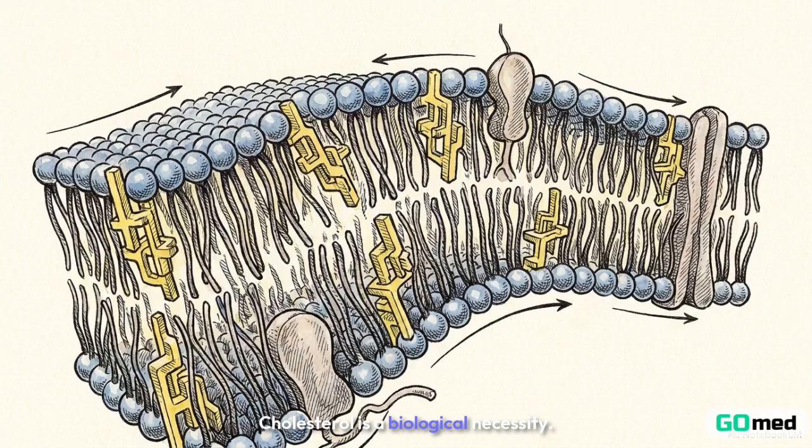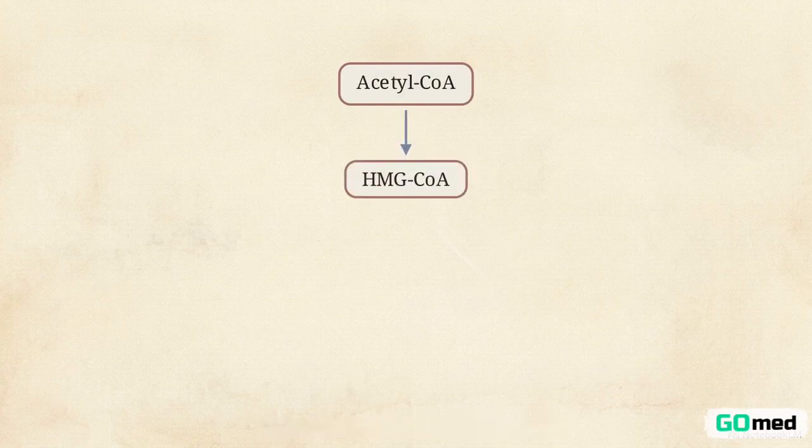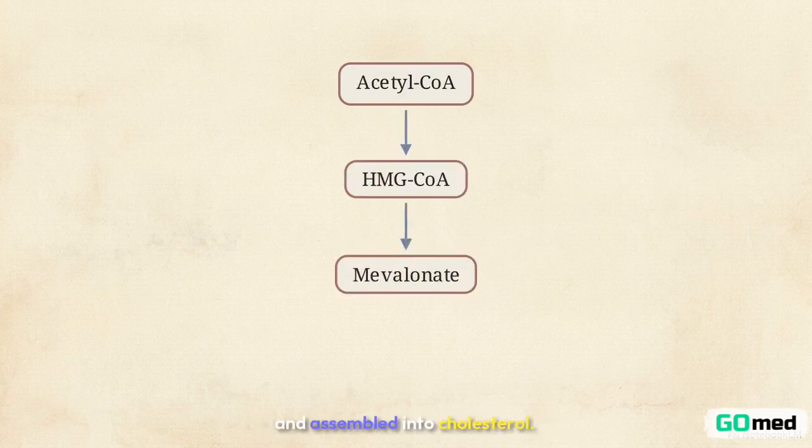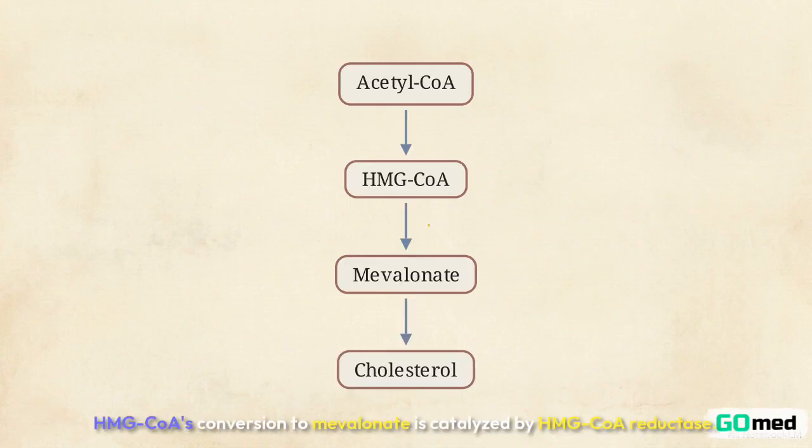Cholesterol is a biological necessity. It maintains cell membrane fluidity and acts as the required precursor for steroid hormones and bile acids. While obtained through diet, the liver also runs its own synthesis, converting acetyl-CoA to HMG-CoA, which is reduced to mevalonate and assembled into cholesterol. The critical bottleneck is here.